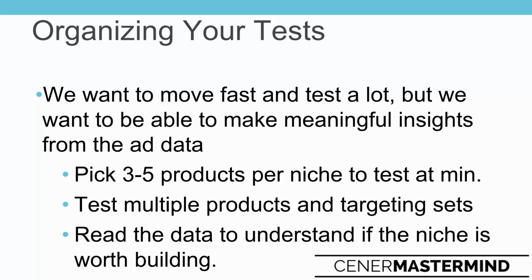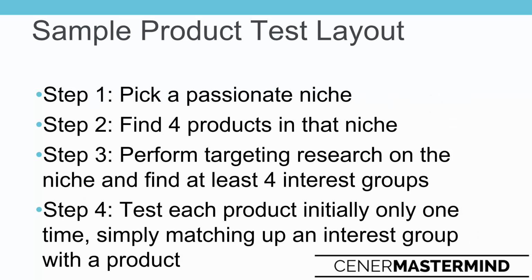And the key is to read the data to understand if the niche is worth building, and I'll for sure tell you all about the targeting strategy and how to read data inside of the marketing section of the videos. So let's look at a little sample test layout. Okay, very simple system. Number 1, picking a passionate niche. Number 2, we're going to find 4 products in that niche. Okay, and remember, going back to the video on the best strategy for ClickFunnels, it was finding passionate niches and then finding products for that niche, adding the product to our Just Takes One funnel, and then testing the product.